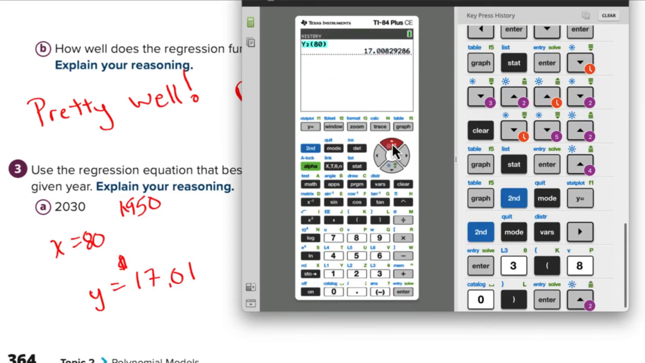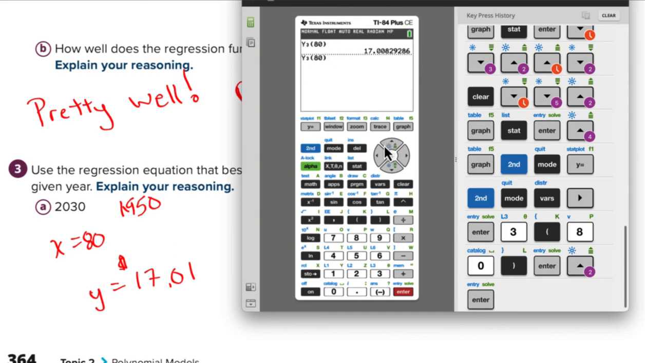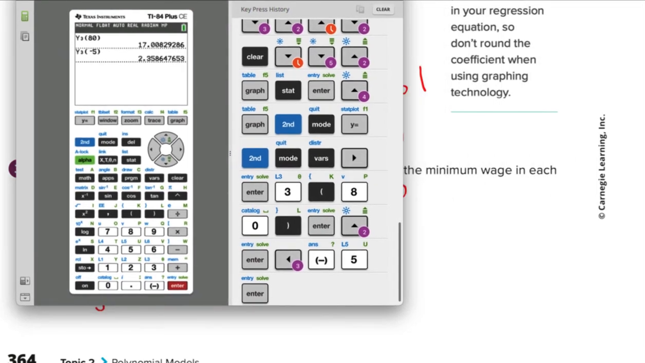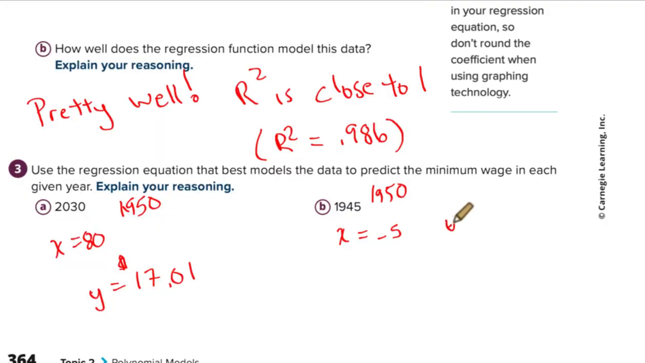And the best part about this calculator, you can scroll up, get that number, and remember the other problem we want to use. We want to figure it out for 1945, which is -5. And that's 235. Now, some of these don't make sense in this problem. Let's do 235. So we need to have that discussion.